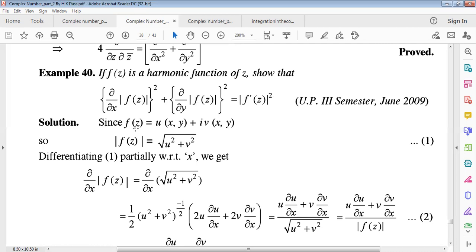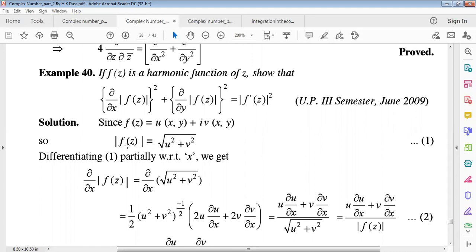So consider f of z equals a function of u and v, that is u plus iv, where u and v are functions of x and y. Remember it. So f of z equals u plus iv, a function of a complex variable.